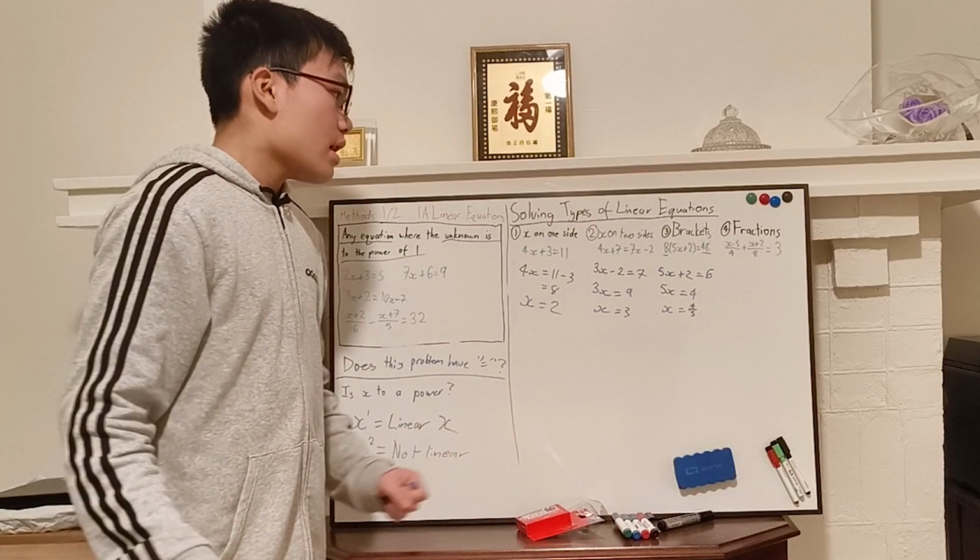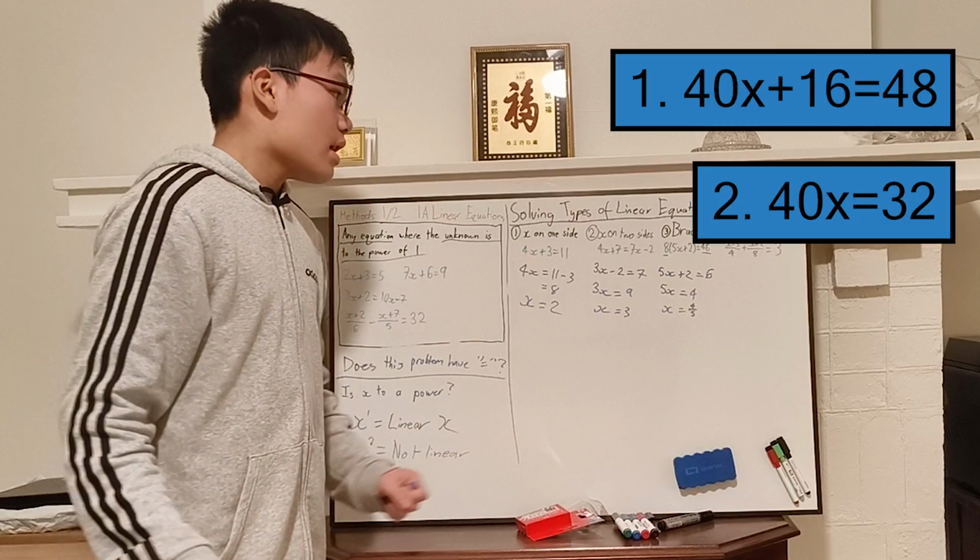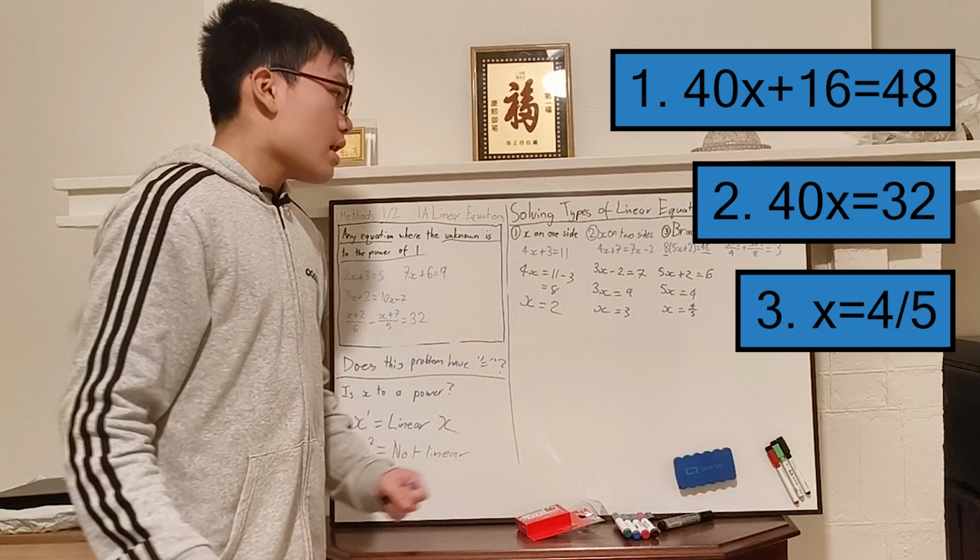Now, the other method you can use is to first expand the brackets, then rearrange the equation so that you make x equal something. If you follow this method, you'll get the same answer of 4 over 5.